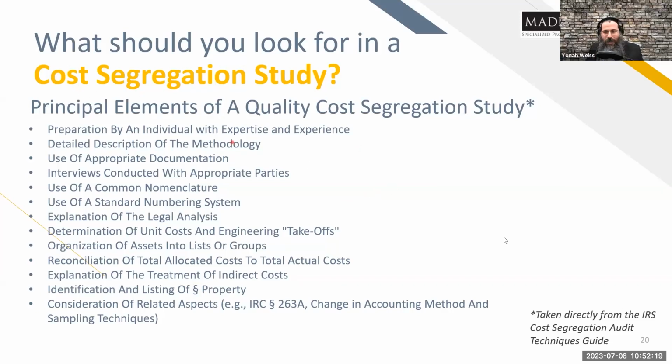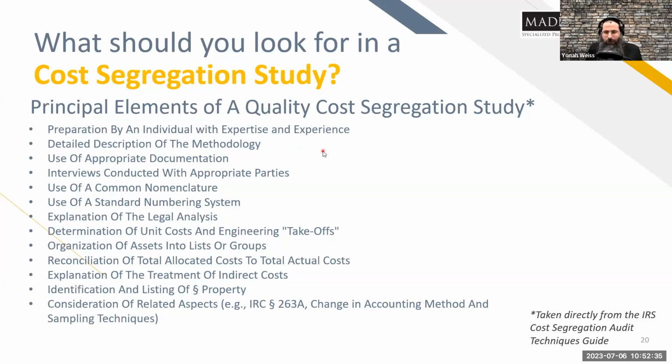So this is taken directly from the IRS's Cost Segregation Audit Techniques Guide. If you want to Google that, you can do that. It's great reading. If you have insomnia, I highly recommend it. And you can just see what needs to go into it. Cost segregation is not something you can just do on the back of a napkin.